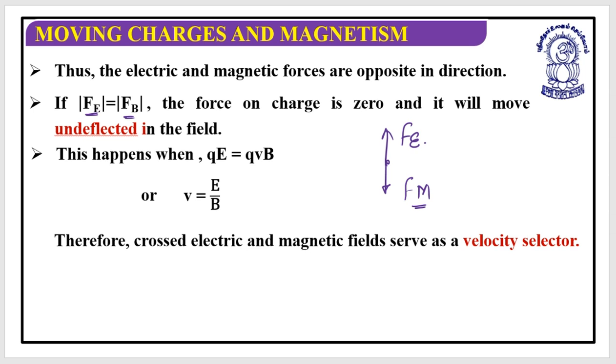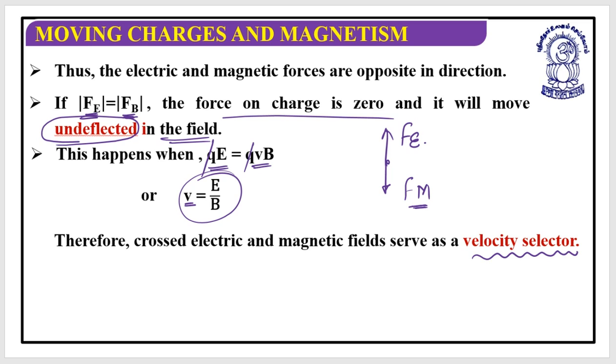If Fe and Fb are equal, suppose it is something like this, then the force on the charge is 0 and it will move undeflected in the field. So Fe equals qE, Fm equals qvB. This q and this q cancel, and velocity is equal to E by B. And this velocity is known as the velocity selector. So this is the special case.